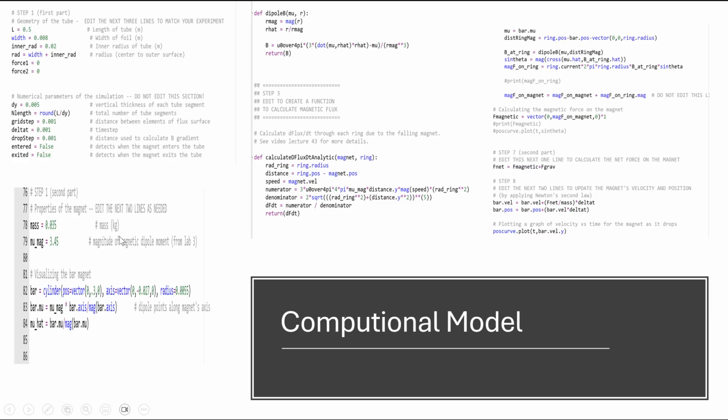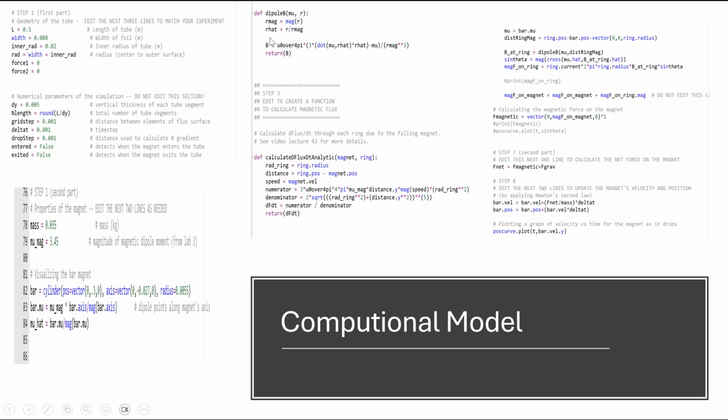This is the mass of the magnet. We're just putting in the properties of the magnet. And here's the mu of the magnet, which we got from Lab 4. And here's us visualizing the bar magnet, how it's going to look. I will show you how that looks in a couple more slides. Over here, we show the calculations of the magnetic flux. So I showed you the formula. This is basically it in code.